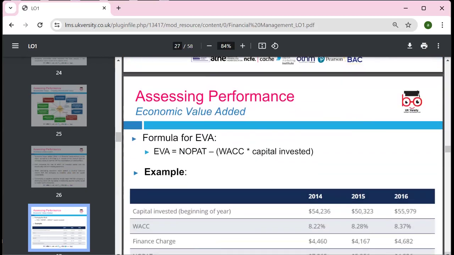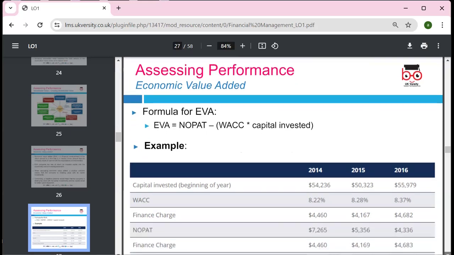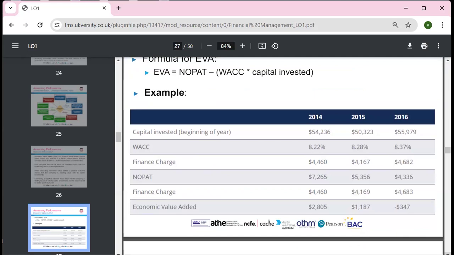Assessing the performance, economic value added, EVA, is equal to net operating profit after tax minus weighted average cost of capital times the capital invested. So we can find it; you will see the examples. Capital invested in these years, and the weighted average cost of capital, cost of equity, and cost of debt. Finance charges we have, then we have net operating profit after tax. With this and the finance cost we have, we can then find the economic value. Yes, because of the difference, that's the way we can calculate.